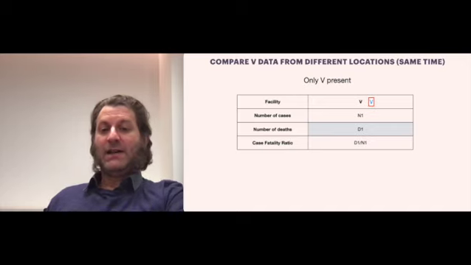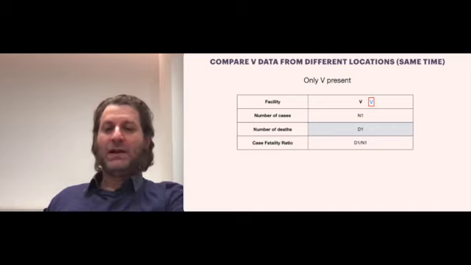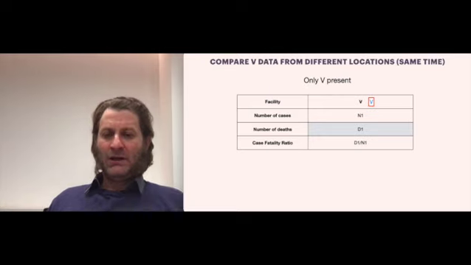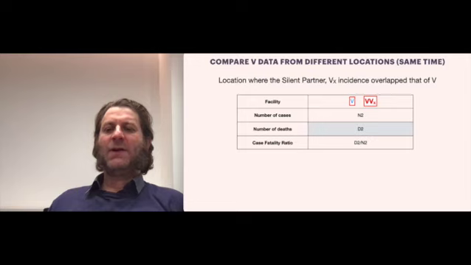It has a number of cases, which is N1, just one number of cases. And out of these, the number of deaths, D1. The fatality ratio is D1 over N1. Now, when we have VX, we have also V and VX. So we have V and we have V plus VX.